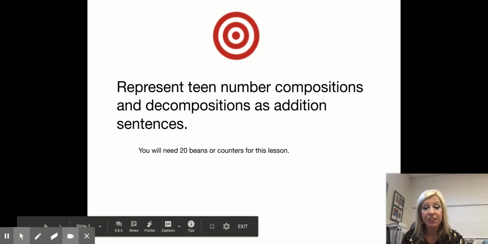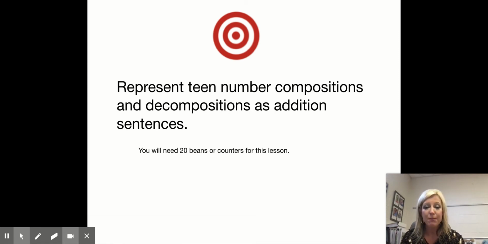Friends, welcome to Mission 5, Lesson 20. Our objective or goal today is: I can represent teen number compositions and decompositions as addition sentences.